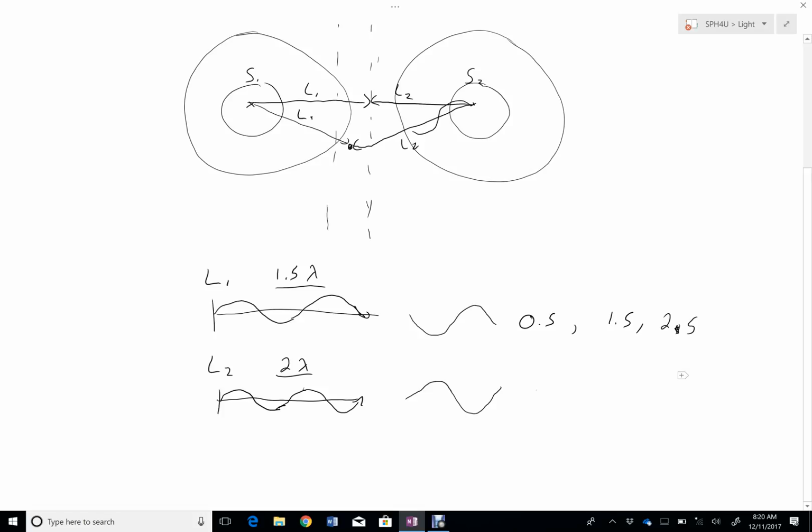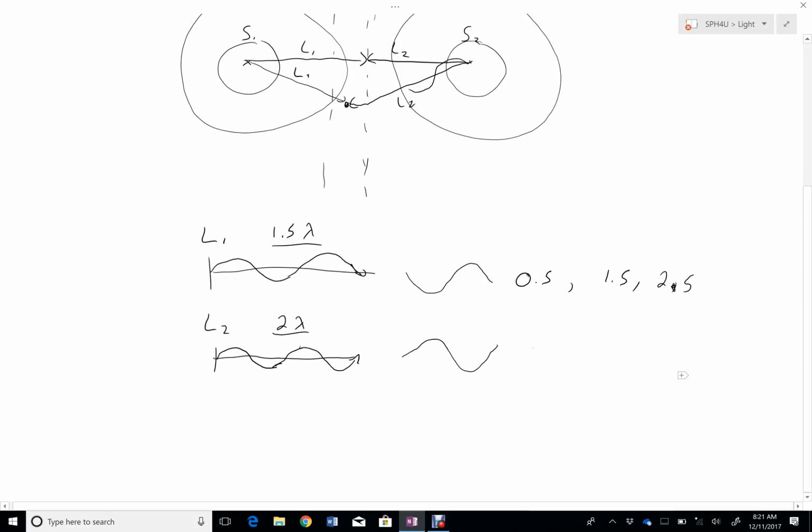We can see here that this half wavelength difference has created a situation where these two waves are opposite to one another. When one is up, the other is down, and when the other is up, that one's down. This creates a situation of destructive interference. That means that these two waves cancel each other out, and that there is very limited wave effect at this location.